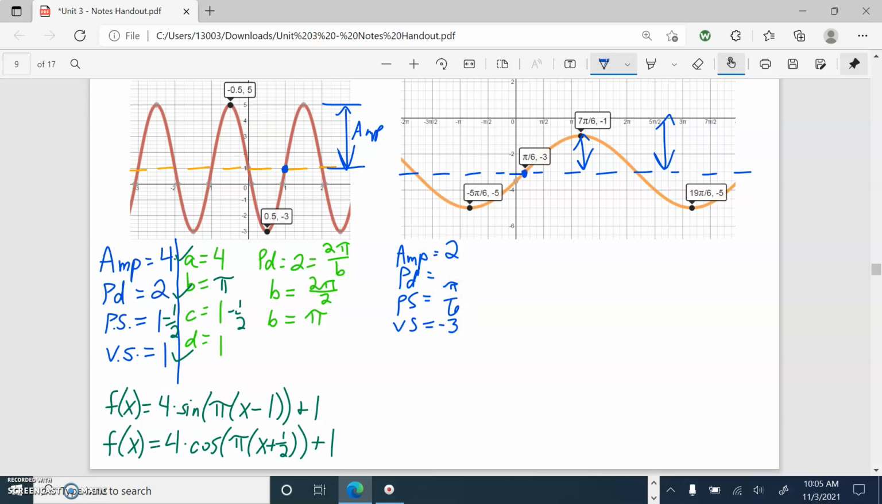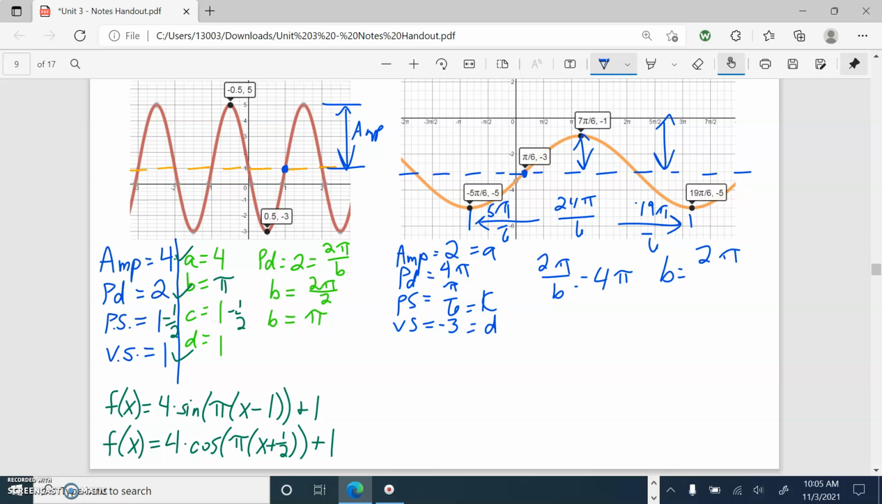And our period ends up being, well, there's a valley here, there's a valley here. That distance, so there's 5 pi over 6 here, 5 pi over 6, and there are 19 pi's over 6 on this side of the y-axis. So that's a grand total of 24 pi over 6, which reduces to a period of 4 pi. So that's our A, that's our C, and that's our D. B, so let's see, 2 pi over B equals 4 pi. Switch them around. B, 2 pi over 4 pi. B is just 1/2.